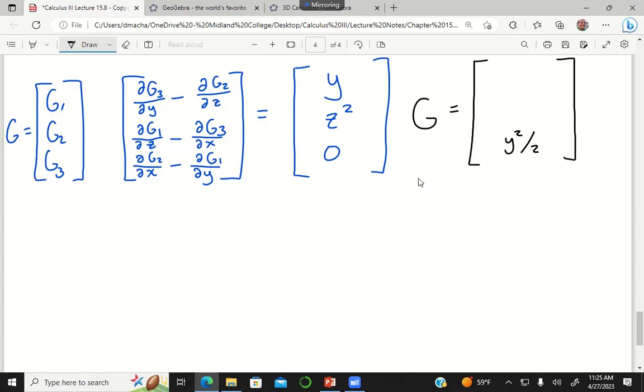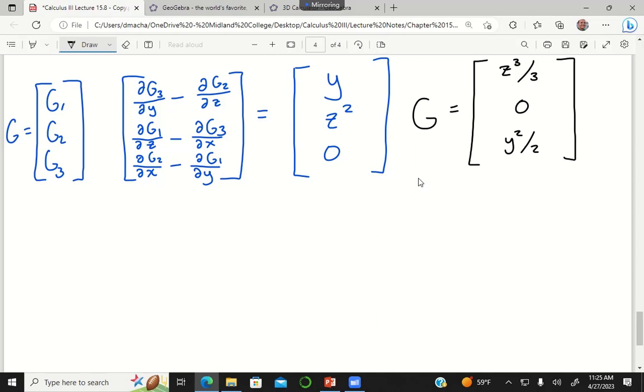So far, so good. Now I want the second entry to be z squared, and the second entry should have a partial of the first entry with respect to z. And so maybe the first entry could be z cubed over 3.